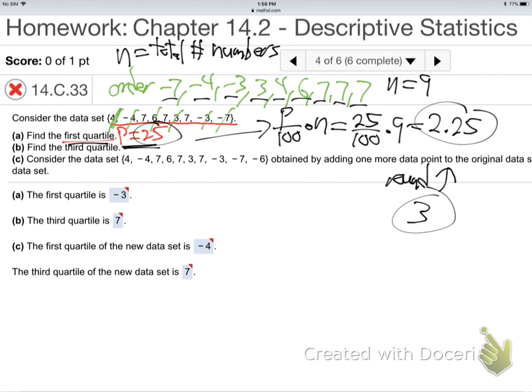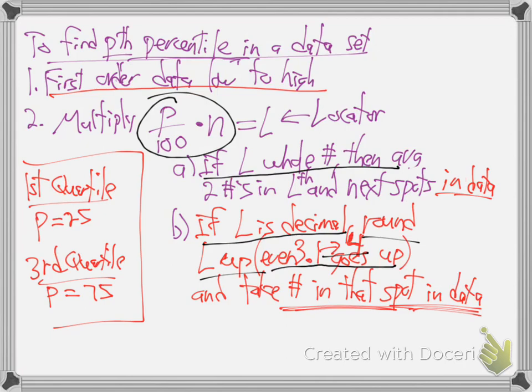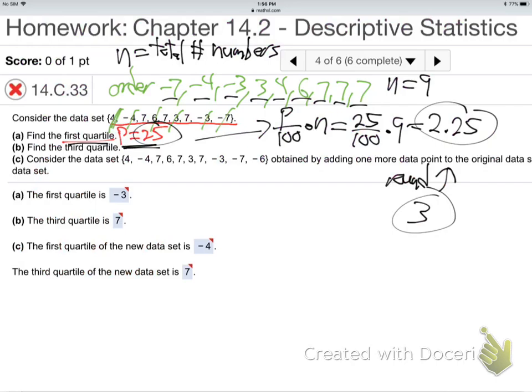Now, here's the mistake tons of people make. They stop there and go, answer's 3. Let's read the table carefully. Round up and take that number and you're done? That's all? No. Take the number in that spot in the data. Remember, that's a pointer. It's not the answer. That's a road sign. It's saying, go grab the third number. I'm not the answer. I'm telling you where to find the answer. So if it helps you, put a third on that.